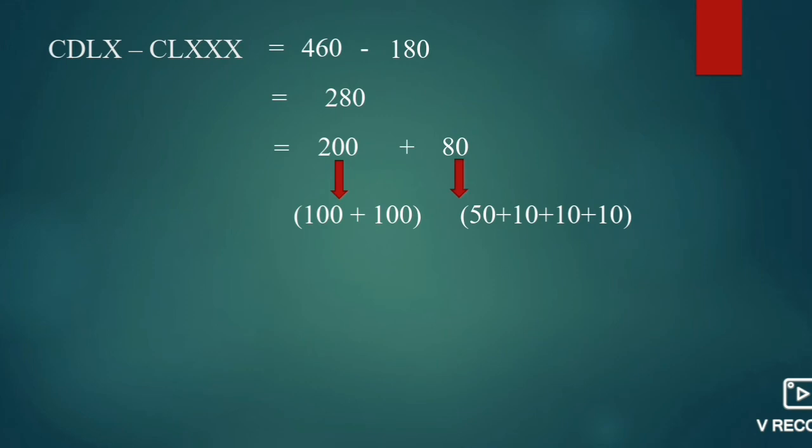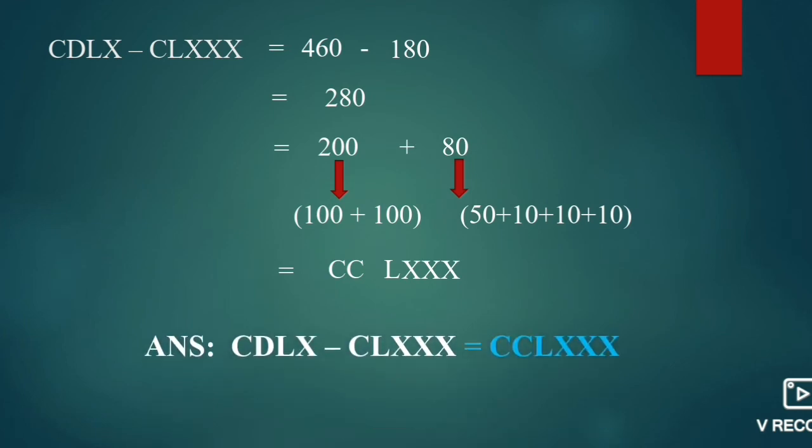Now, the Roman numeral for 100 is C. 2 times 100, so CC. The Roman numeral for 50 is L. The Roman numeral for 10 is X. So XXX. So the answer is CCLXXX. CDLX minus CLXXX is equal to CCLXXX.